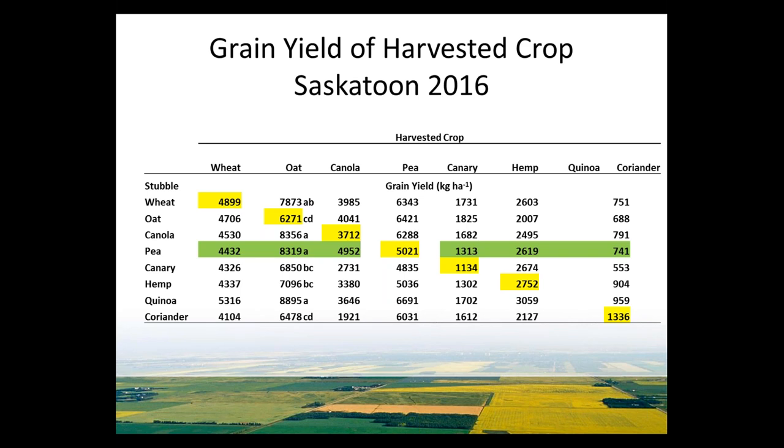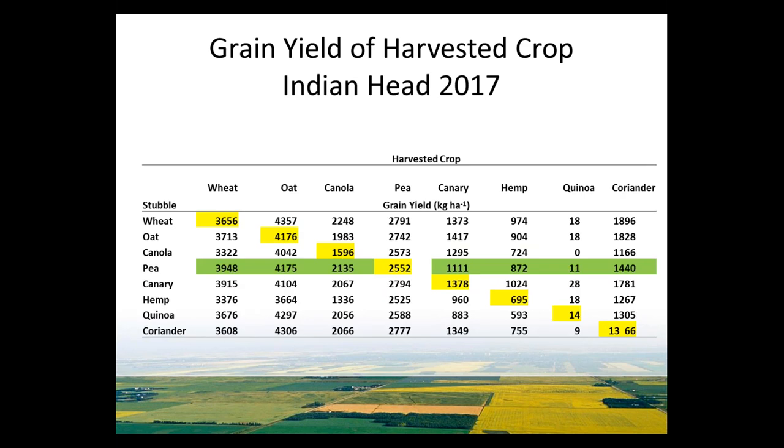And you can see that the hemp did good, but there doesn't seem to be an N response there because it did well on all the different stubble types. And the coriander, well, actually it did best on itself, maybe because the volunteers thickened up the stand a little bit more. And the disease issues: it was a dry year, that dry in 2016 in Saskatoon, Indian Head in 2017. So you remember that when we talked about this before with the different stubbles.